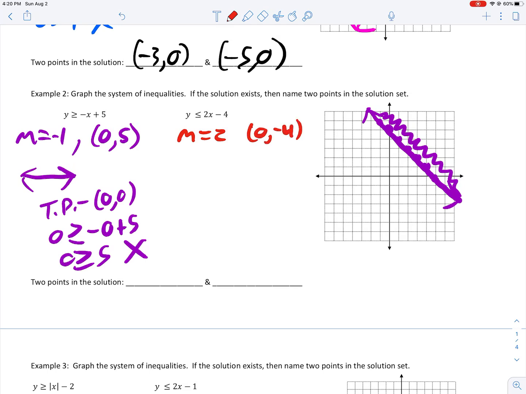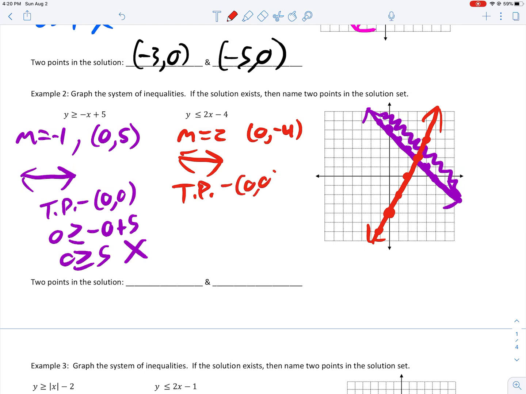All right, here, next one, slope is 2. It's been shifted down 4. Up 2 over 1, up 2 over 1, up 2 over 1. And again, this one would be solid. All right, nice solid graph.